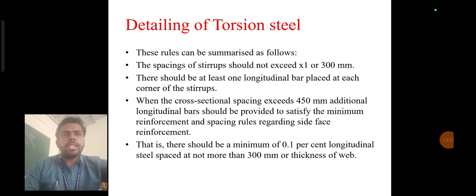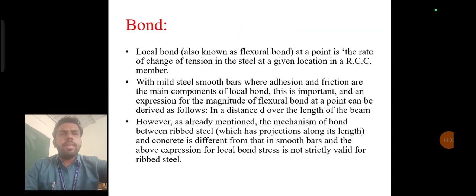When the depth of the beam exceeds 450 mm, in that particular situation you have to provide torsional reinforcement or side face reinforcement on that beam. There should be a minimum area of torsional reinforcement, which should be considered as 0.1% of the area. It should be maintained, and the spacing of the stirrups should not be greater than 300 mm.